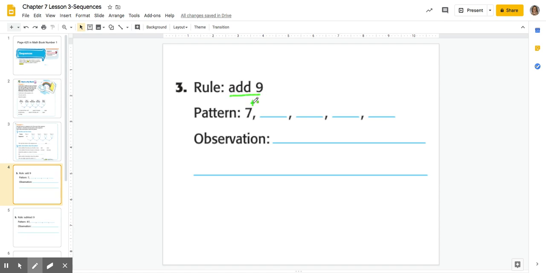So we're going to take 7 plus 9, 7, 8, 9, 10, 11, 12, 13, 14, 15, 16. Fill it in, number 3. Now we're going to add 9 more. So we're going to start at 16 and add 9 more. 17, 18, 19, 20, 21, 22, 23, 24, 25. And we're going to keep adding 9 every time.